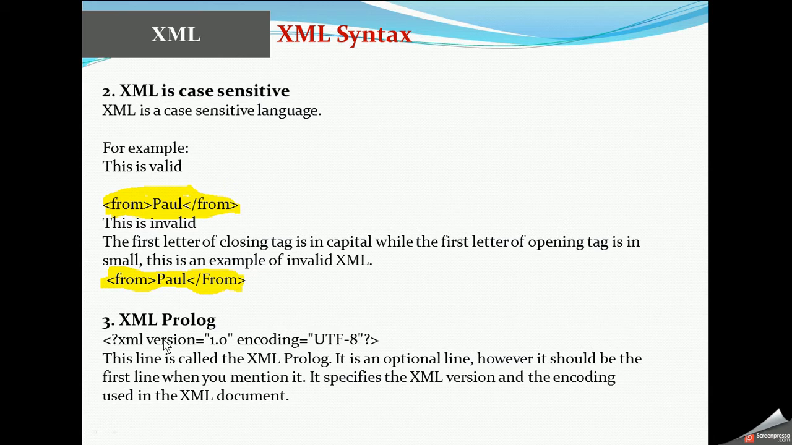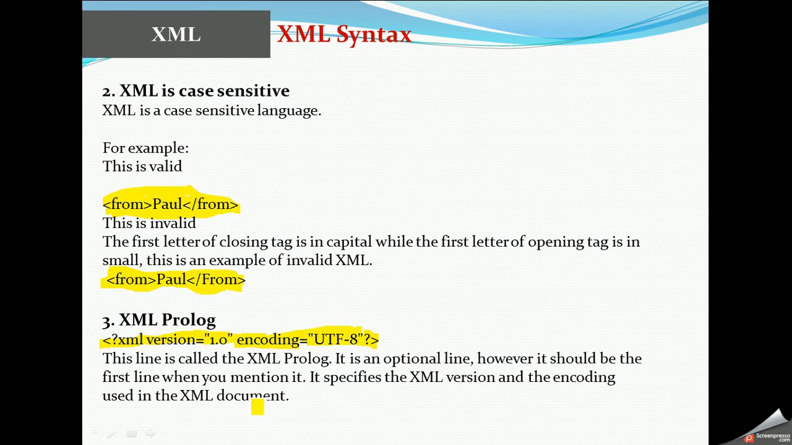This is a very important thing that you must know. Although it is optional, the standard way of writing an XML is to write the XML prologue. It is the very first line of the XML. Okay, and you will be writing <?xml version="1.0" encoding="UTF-8"?>. Okay, this line is called the XML prologue, and it specifies what the XML version is and what encoding is used in the XML document. Okay, so there are three rules.